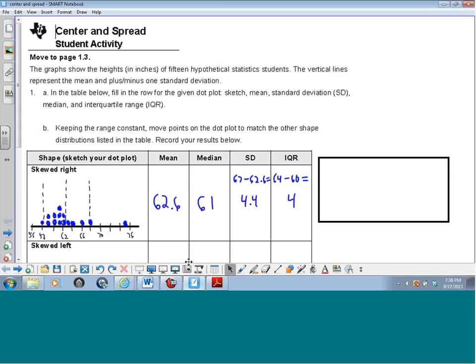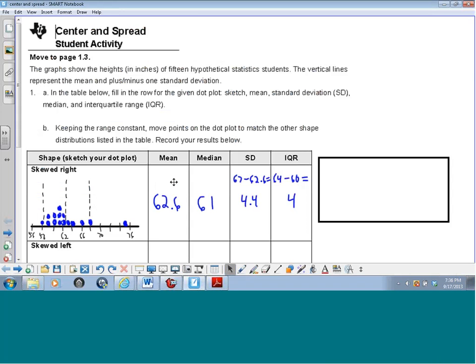The document really starts with some of these questions here. It shows heights of the students. In the table below, fill in the row. So you're supposed to draw a little sketch of your data like we just saw. The students are supposed to sketch that out with the mean and the standard deviations.